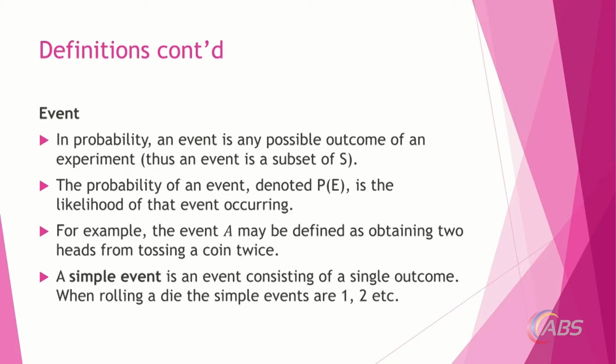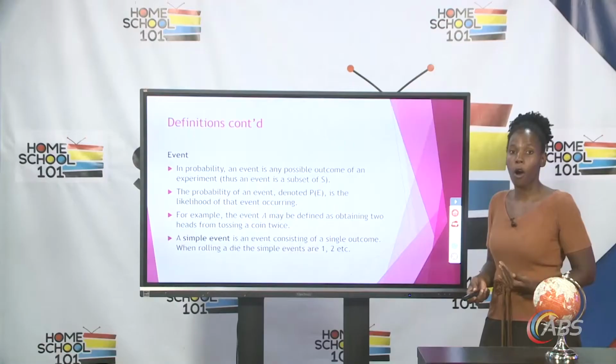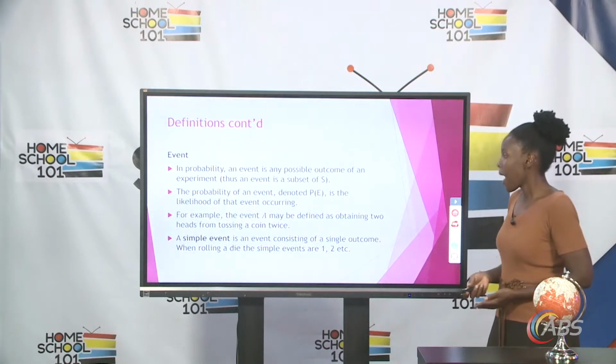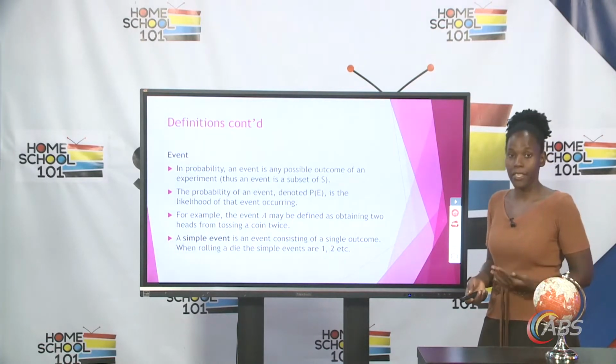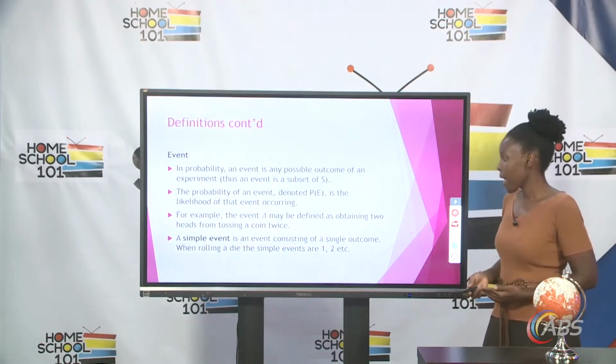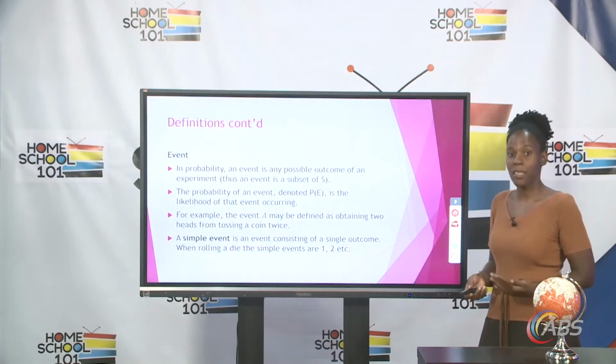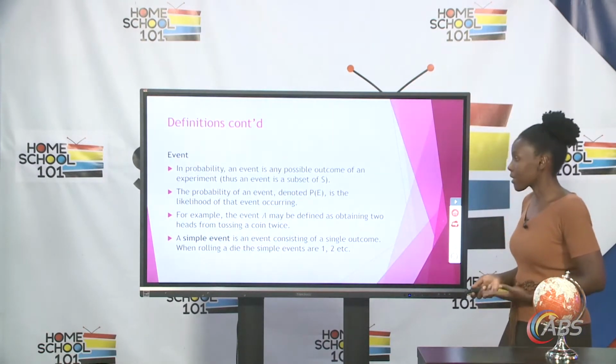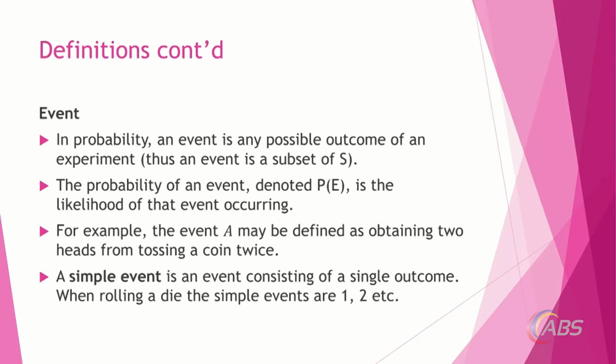An event is any possible outcome of an experiment. The probability of an event is denoted by P(E), and this is the likelihood that the event will occur. For example, the event may be defined as obtaining 2 heads from tossing a coin twice. A simple event consists of a single outcome.